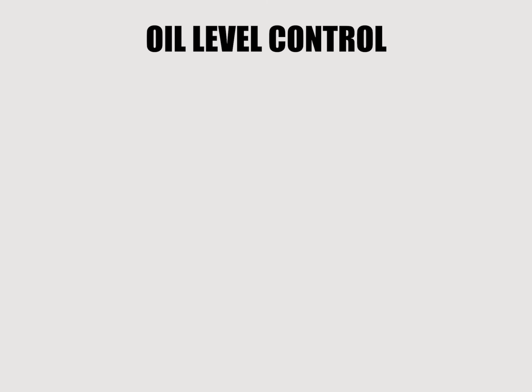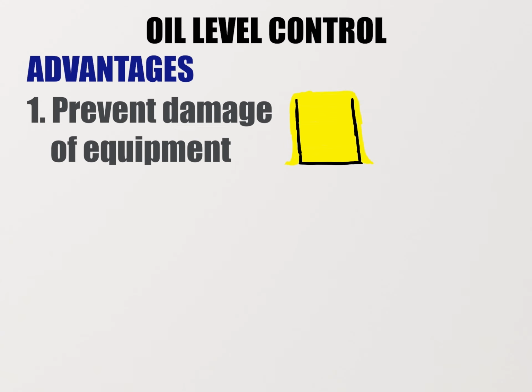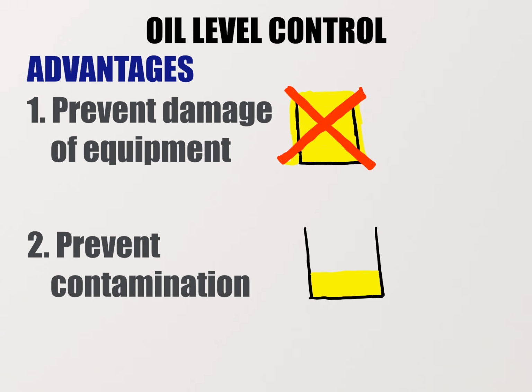Level control of oil is important to prevent overflow, as this will damage equipment and lead to loss of oil. Level control can also prevent unprocessed oil from being removed from the dryer. This can prevent contamination of oil in the storage tank.